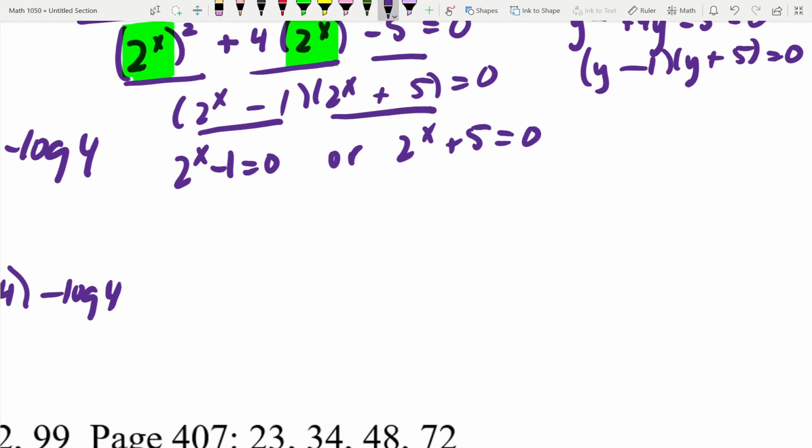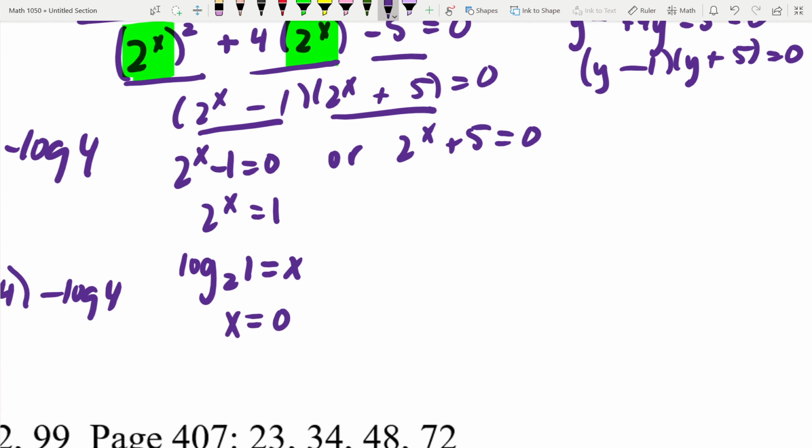Move the 1 over. 2 to the x equals 1. I'm stuck, so I convert it. Log base 2 of 1 is equal to x. You should have this memorized. Log base anything of 1, as long as the base is a valid base, x is what? Do you remember? It is 0.